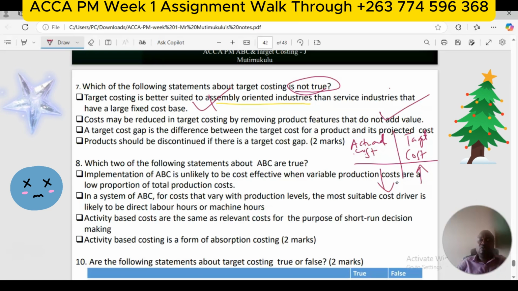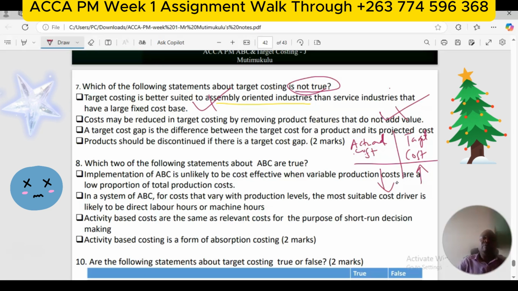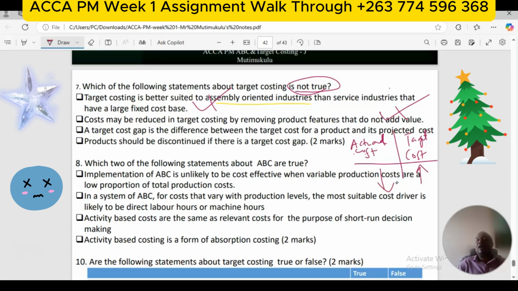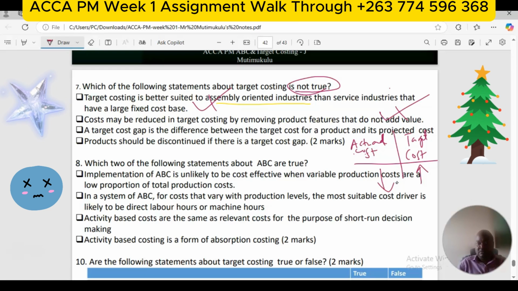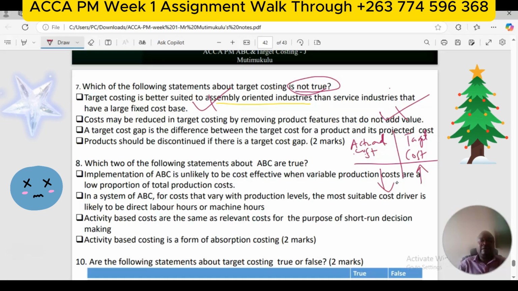All right. So that one is true, but it's not answering the question, because we are saying that we need something that is not true about target costing. So it's not the answer. So let's go to the third one. A target cost gap is the difference between the target cost for a product and its projected costs.